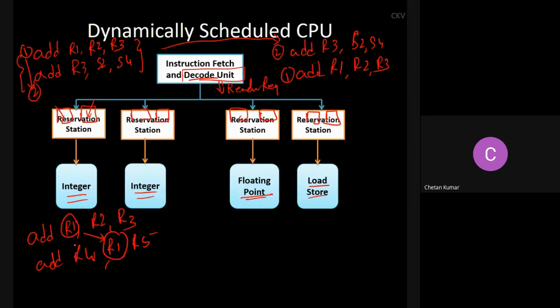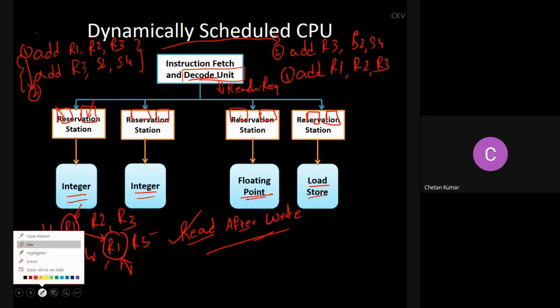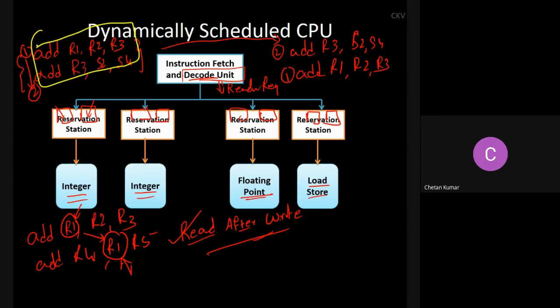But this is only one kind of dependency. This dependency we call read after write. Meaning, you're supposed to read the R1 register only after you write into the R1 register. That's why it is called read after write. Now can you tell me, are these two instructions that I talked about earlier dependent? Earlier you said no. So now, are they dependent? If they are dependent, how are they dependent?